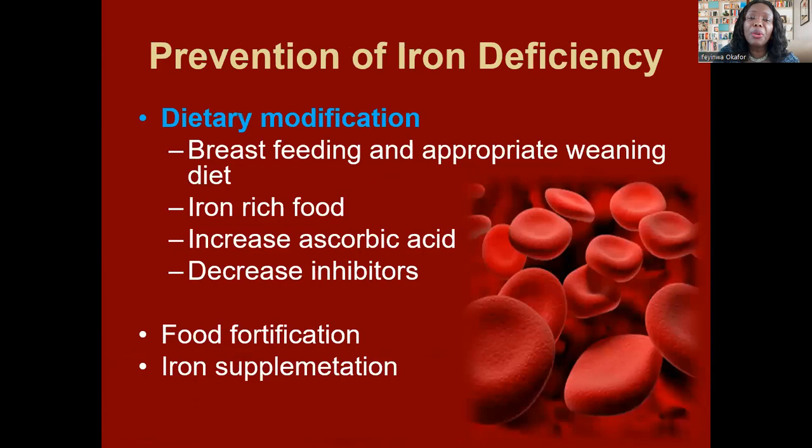Prevention of iron deficiency anemia. How can we prevent iron deficiency anemia? One, we can do that by dietary modification. First of all, eating balanced diets. Diets that are rich in iron can help to reduce iron deficiency anemia. Then dietary modification like breastfeeding and appropriate weaning of the child can help the child not to develop iron deficiency anemia. Iron-rich food, increase ascorbic acid, and decrease taking inhibitors.